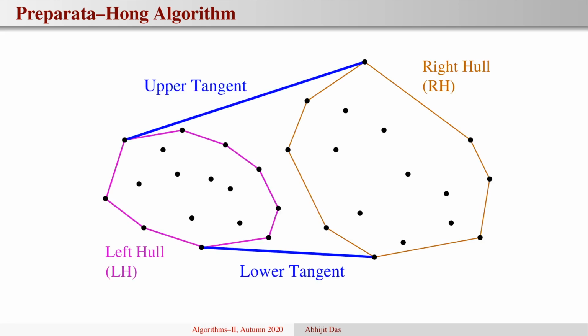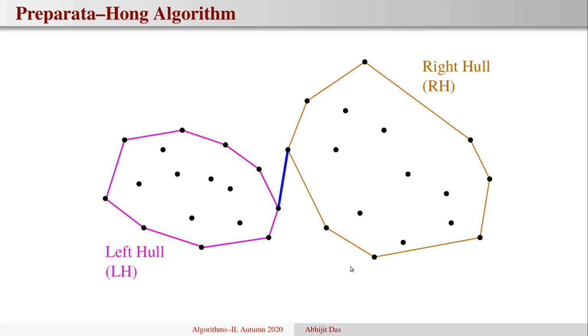Yeah, Preparata-Hong. Okay, so this is what I have already mentioned. This is the left hull, this is the right hull, and this is the common upper tangent, and this is the common lower tangent. I need to compute this. Okay. So, I start with this initial position. This is the rightmost point of the left hull and this is the leftmost point of the right hull.